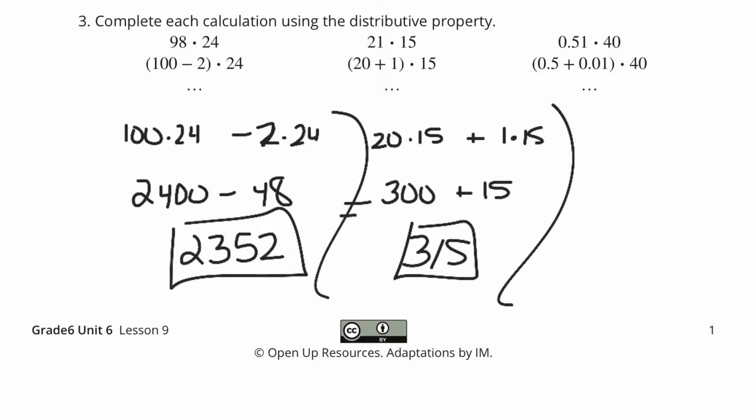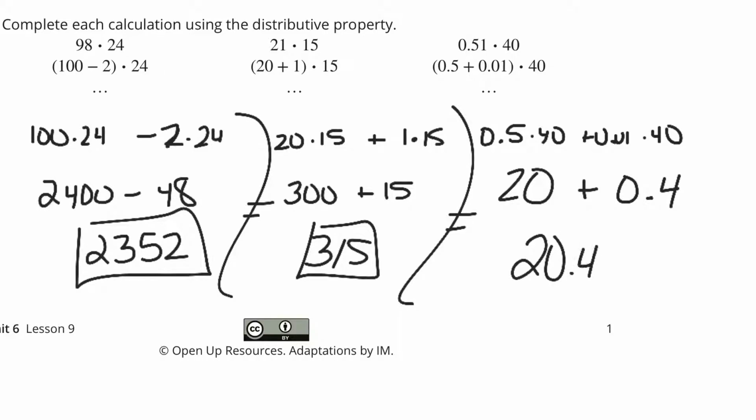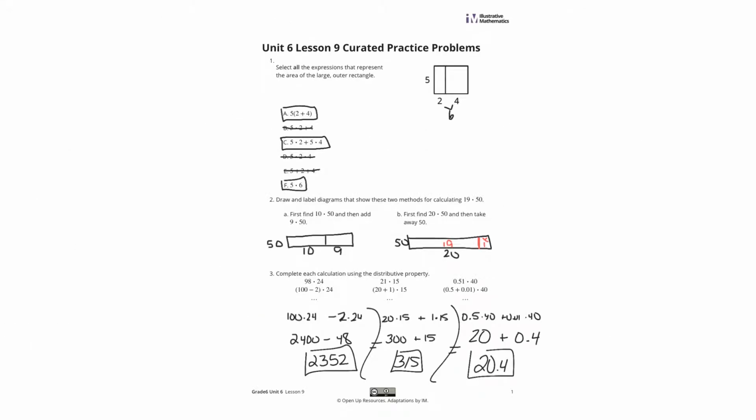This even works with decimals. We have 51 hundredths times 40 split into 5 tenths and the 1/100th. So we can take 5 tenths times 40, add it to 1/100th times 40. Half of 40, 20. Plus, this will be 4 tenths. So we end up with 20 and 4 tenths. Let's keep moving.